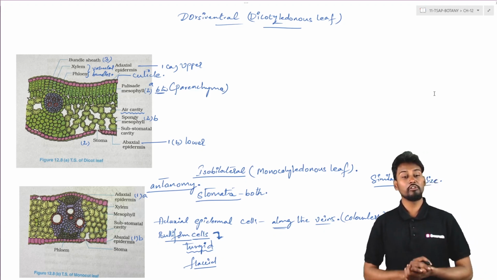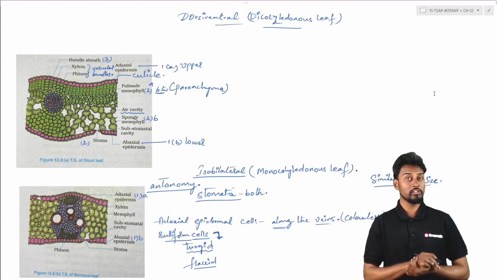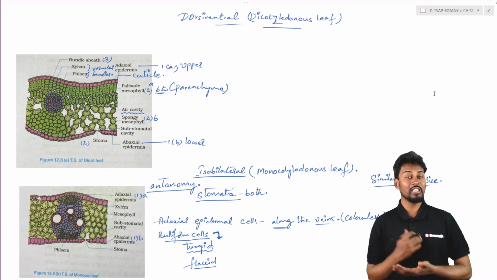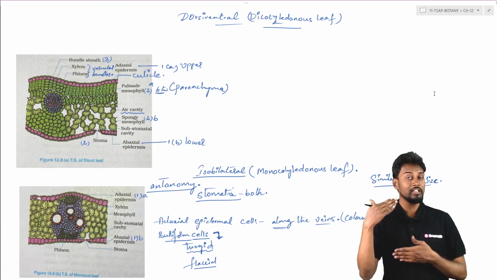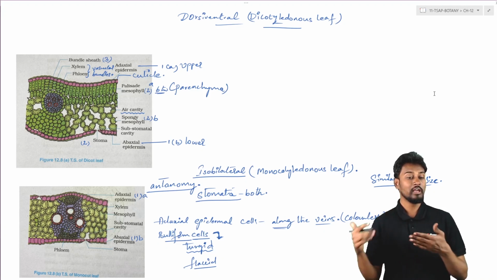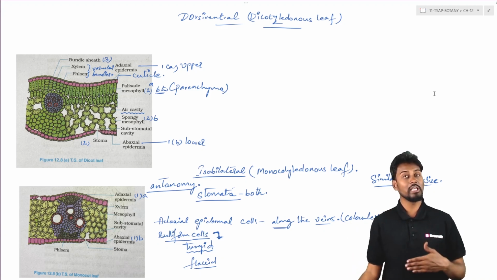So in this epidermis, the one on top is called the adaxial epidermis, and the one below is called the abaxial epidermis. So there are two epidermal layers, that is the upper epidermal layer, that is adaxial, and the next one is the abaxial, which is the lower epidermal layer.